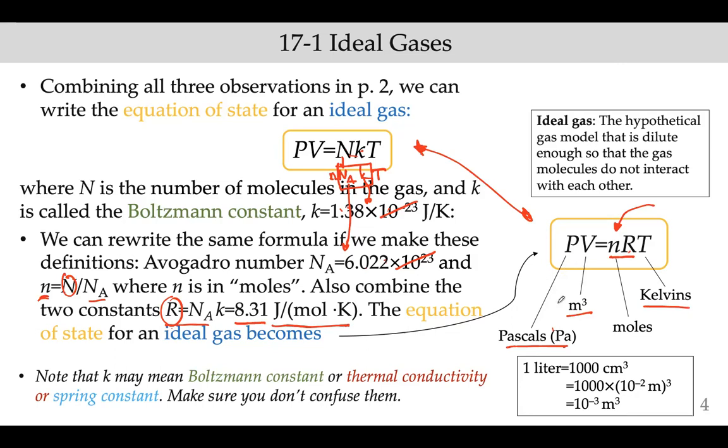Now, in most of the problems, it will give you the volume of the container in terms of liters. So you have to do this conversion. 1 liter is 1,000 centimeters cubed. And a centimeter is 10 to the negative 2 meters. And we also have this cube here. So 3 times negative 2 gives me 10 to the negative 6. And there's 10 to the positive 3 here. If you multiply them, you will find 10 to the negative 3 meters cubed. So this is 1 liter.